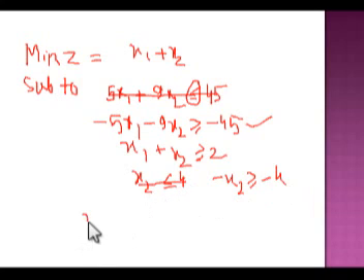Now x1 and x2 are greater than or equal to 0. They are non-negative. Using these constraints, we have to minimize the objective function. So let's use the graphical method. Let's draw the picture. I have already done the picture, and now I am drawing this.